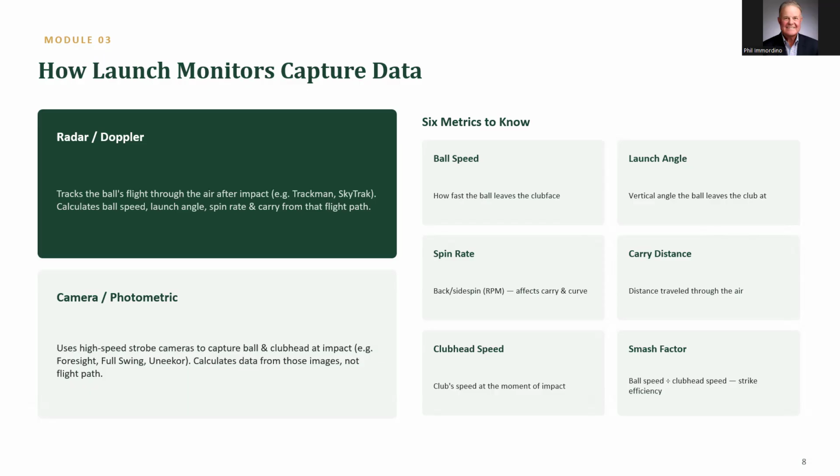Your staff should be comfortable explaining six key metrics to customers. Ball speed is how fast the ball leaves the club face. Launch angle is the vertical angle at which it leaves the club. Spin rate is back and side spin measured in RPMs, which affects both carry and curve. Carry distance is how far the ball travels through the air. Club head speed is how fast the club is moving at the moment of impact, and smash factor is ball speed divided by club head speed, a measure of strike efficiency, where a well-struck driver shot typically comes in around 1.5.